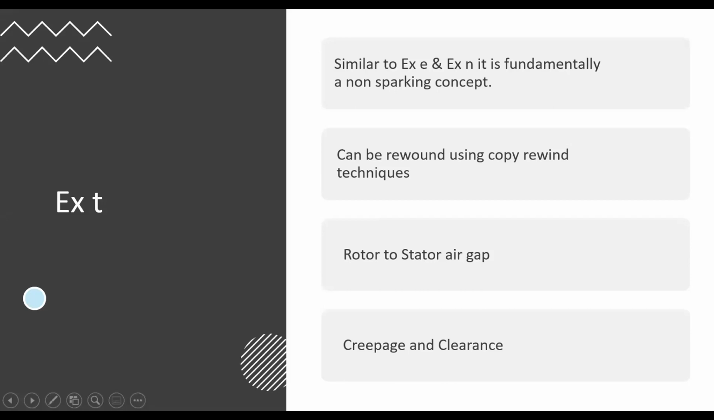So again, EXT is very similar to EXE and EXN. It's fundamentally a non-sparking piece of equipment. You have a conductive dust in there. It could arc or spark. If it arcs or sparks, it could then cause a little explosion. It then would disperse the dust. If the motor was hot, that dust cloud could then be ignited. This is how dust explosions happen.